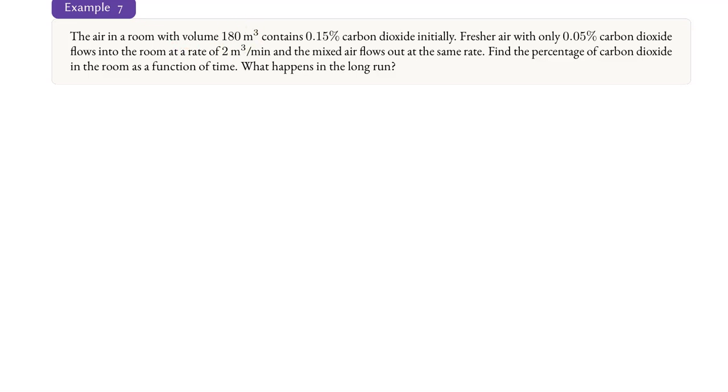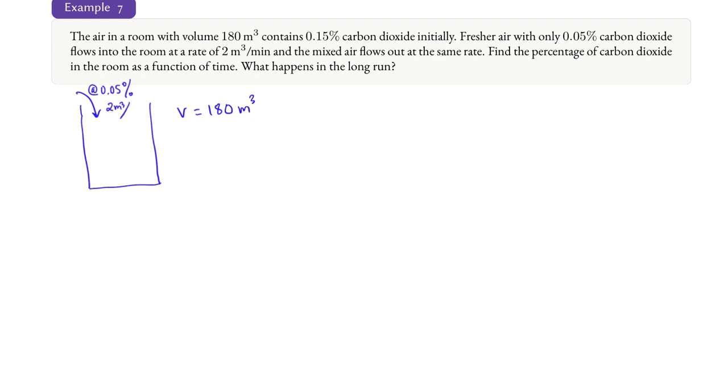The air in a room with volume 180 cubic meters contains 0.15% carbon dioxide. Fresh air of 0.05% carbon dioxide flows into the room at the rate of 2 cubic meters per minute, is mixed thoroughly, and flows out at the same rate. What percent of carbon dioxide is in the room as a function of time?